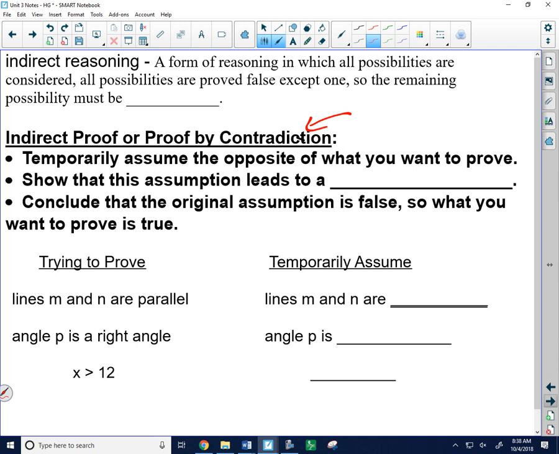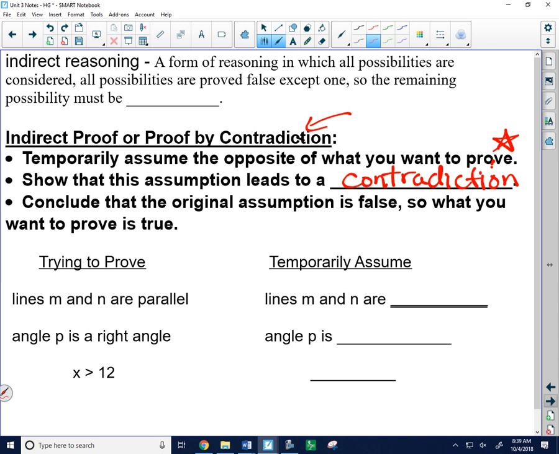Okay, so here's how it works. You temporarily assume the opposite of what you want to prove. This is like the main thing here. You assume the opposite of what you want to prove. You then show that this leads to a contradiction. A contradiction is something that goes against what you originally said, so it makes something that's false. You then conclude that your original assumption, the opposite of what you wanted to prove, was false. Therefore, the original thing you wanted to prove is true.